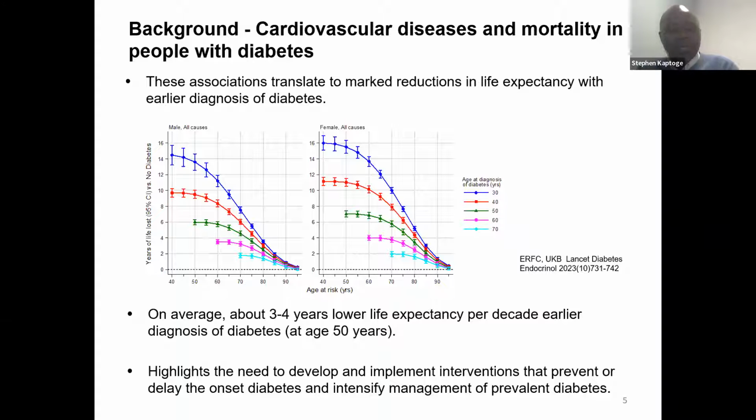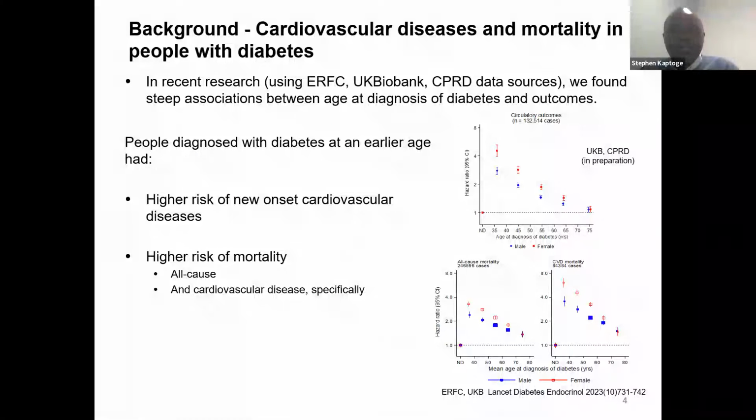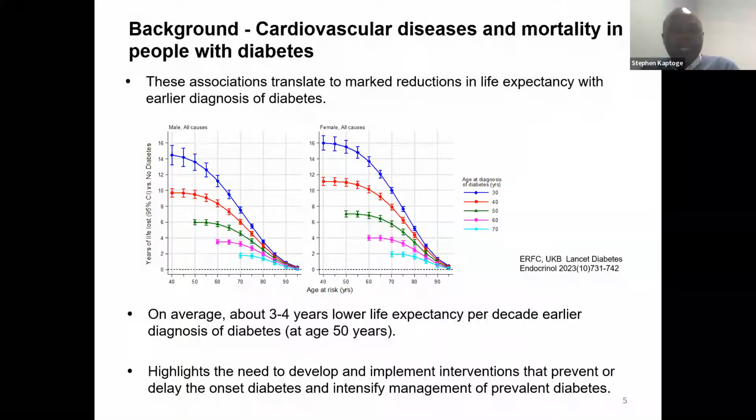When we translated these excess risks into a more interpretable measure, for example years of life lost, we found important differences in the years of life lost according to age of diagnosis of diabetes. This is work which has just recently been published in Lancet Diabetes & Endocrinology.